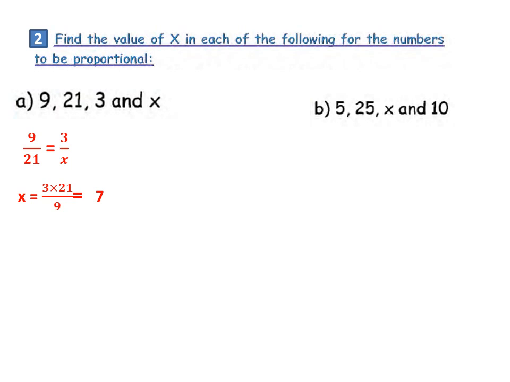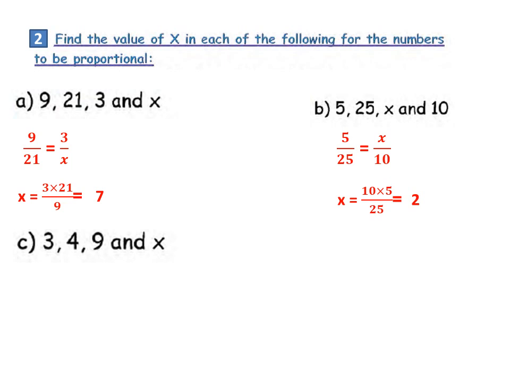Letter B, he gave me 4 quantities and he wanted me to get the value of the third proportion. 5, 25, x, and 10. As we know the 4 quantities are proportional, so 5 divided by 25 equals x over 10. By using cross multiplication, x will be 10 times 5 over 25. We will reduce 5 with 25, it will be 5. 10 divided by 5 equals 2, or use your calculator to get the value of x equals 2, okay?